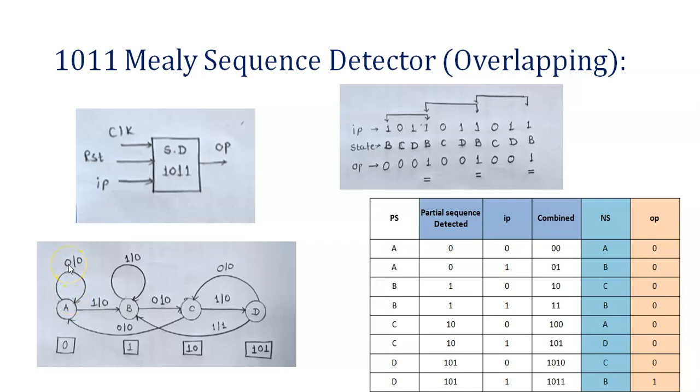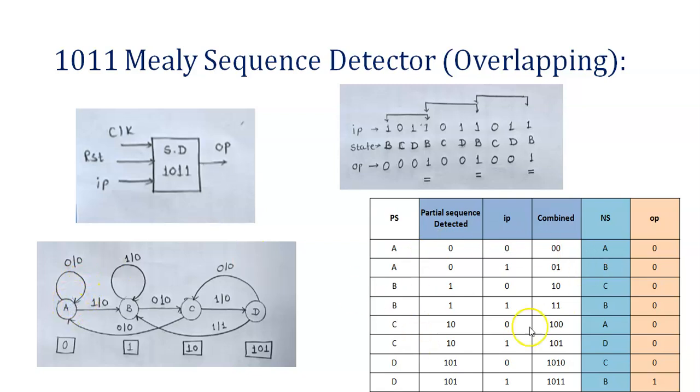Now I already told you, on the transition you write X by Z, that is input by output. In this case you are writing IP by OP, so input by output on the transition for the case of Mealy. Whenever you are in state A, you need to decide the next state depending upon input and present state. As per this diagram, if I am in A state and input is 0, my output is 0 and my next state is A only, because a self loop is there.